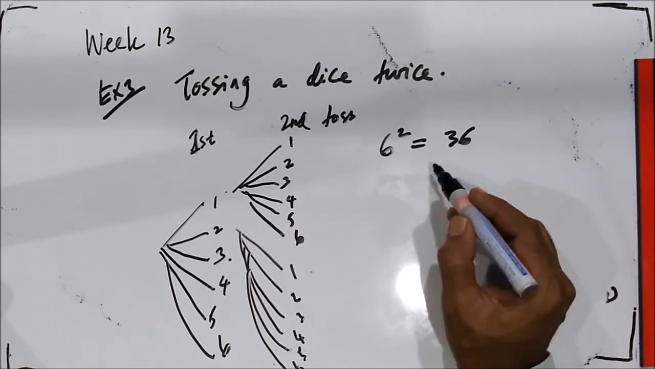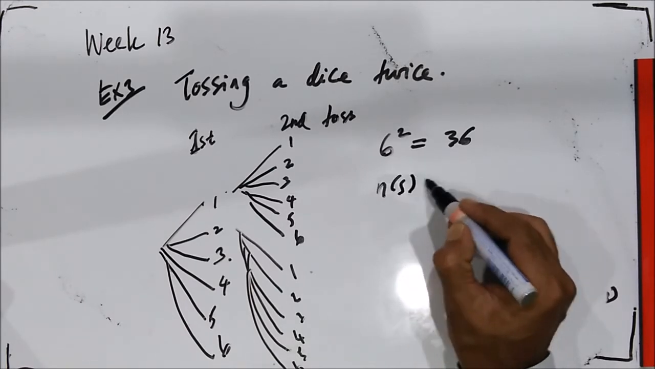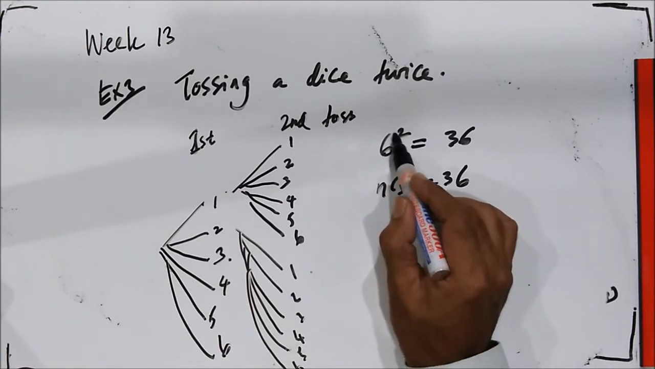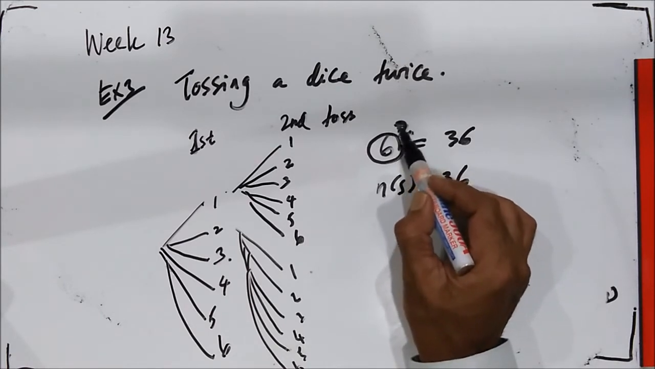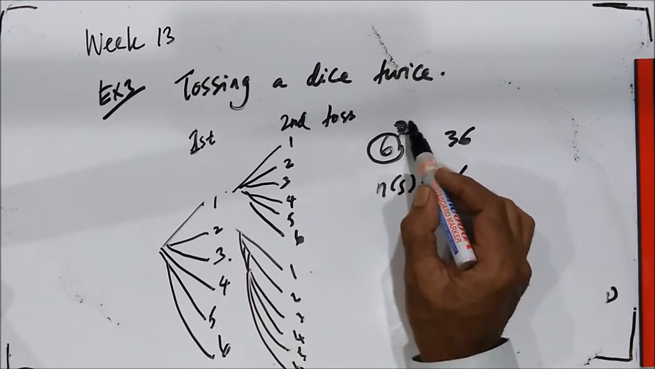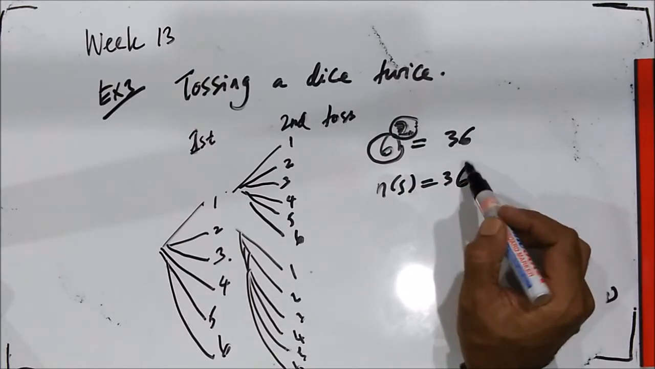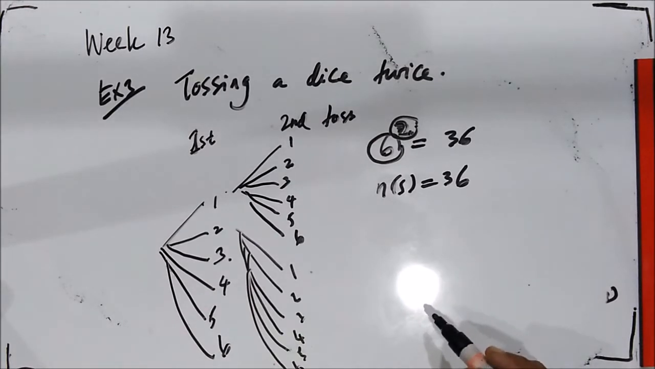So in other words, we have NS equal to 36, because we have 6 possible outcomes, and the experiment of tossing a dice twice is 2 here, so 6 raised to 2 is 36. So NS here is equal to 36.